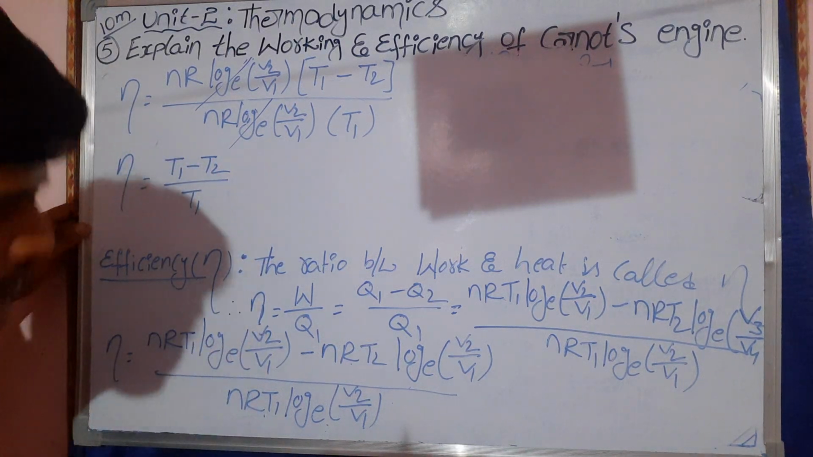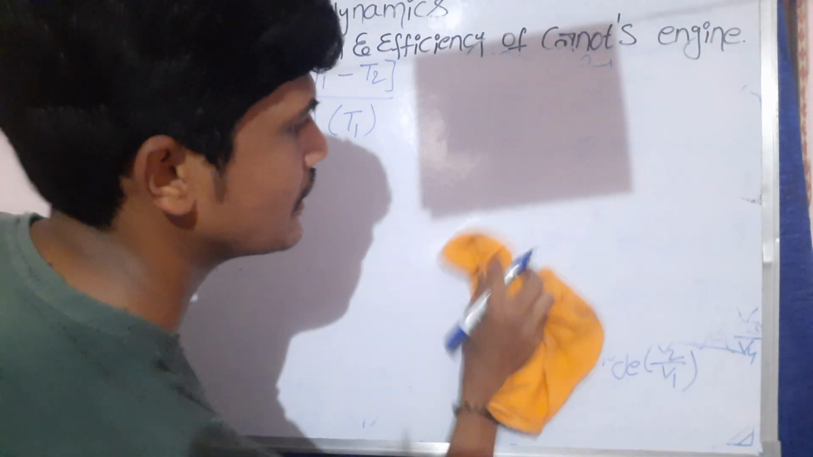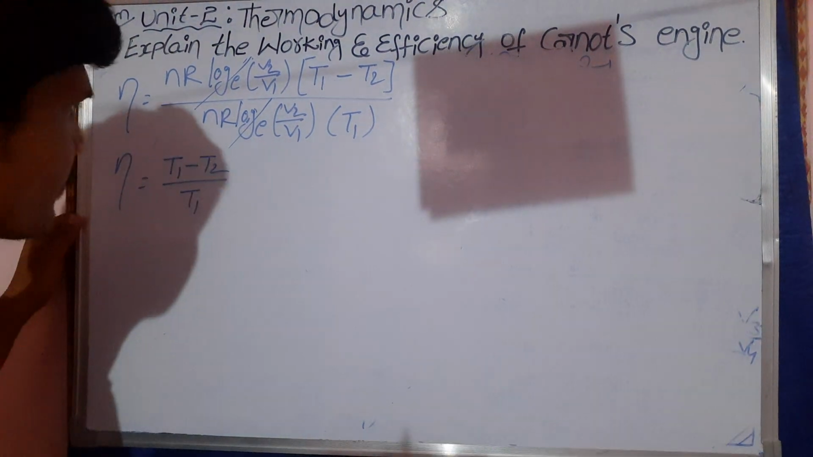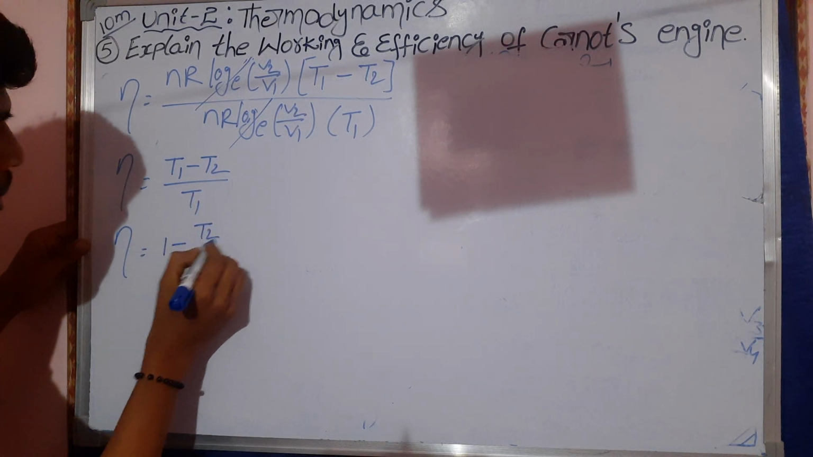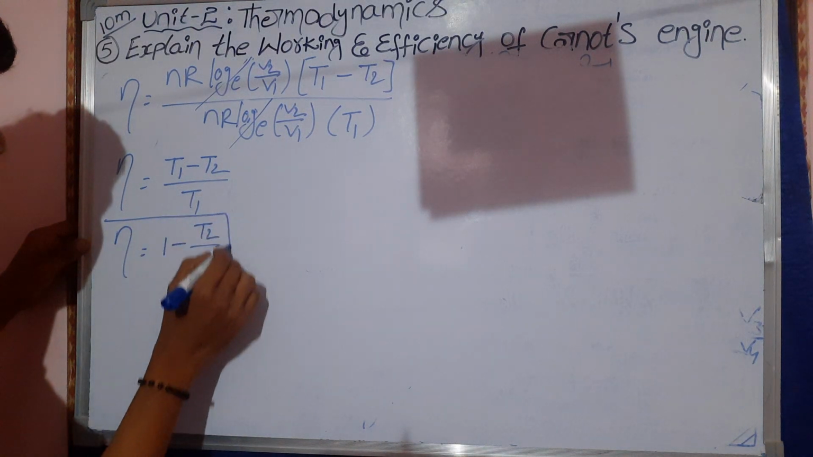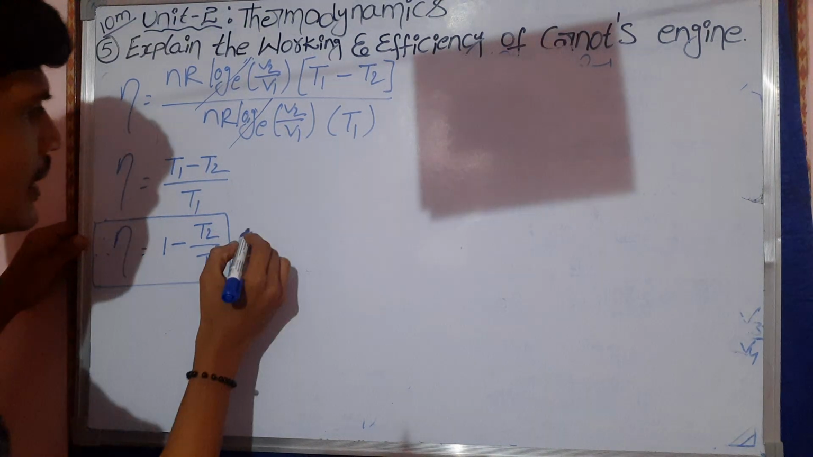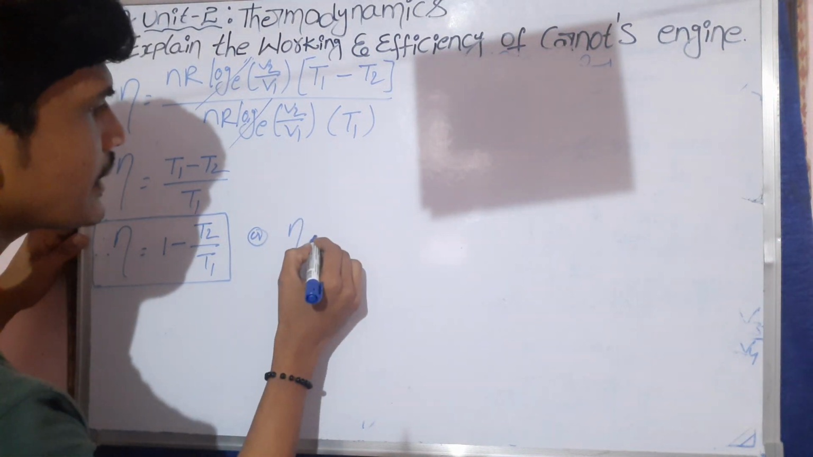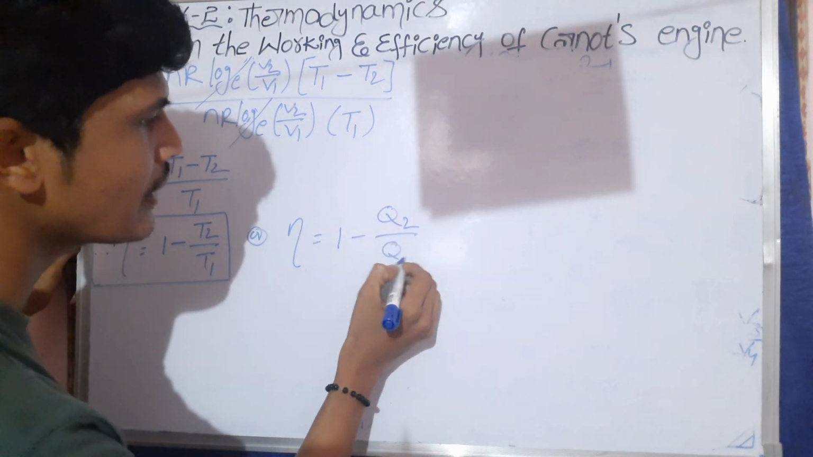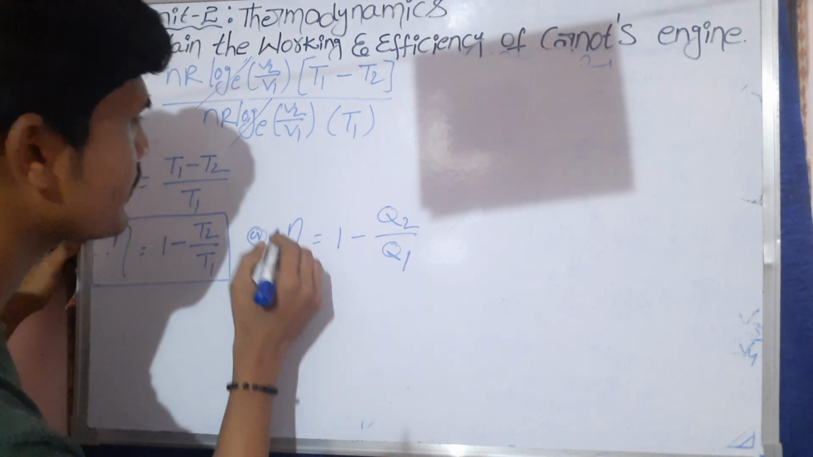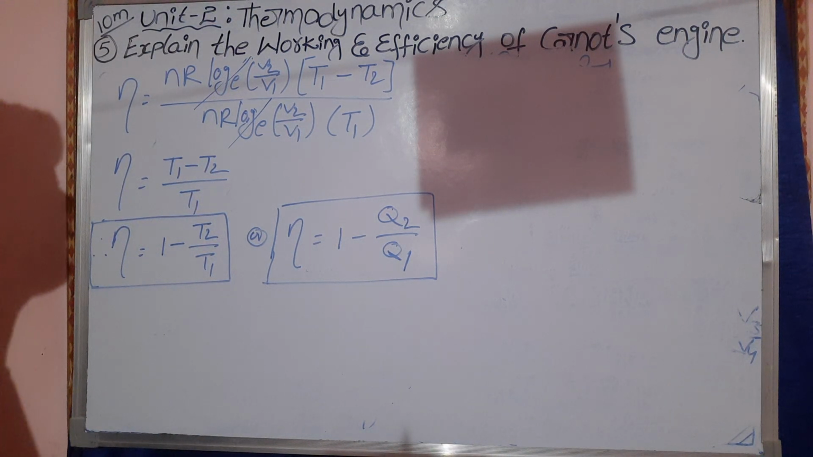Therefore eta equals 1 minus T2 by T1. So this is the efficiency of a Carnot engine, or eta equals 1 minus Q2 by Q1, where temperature corresponds to heat. So this is the equation of the Carnot engine.